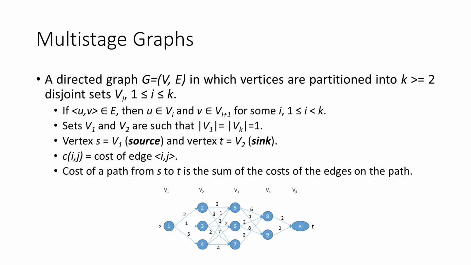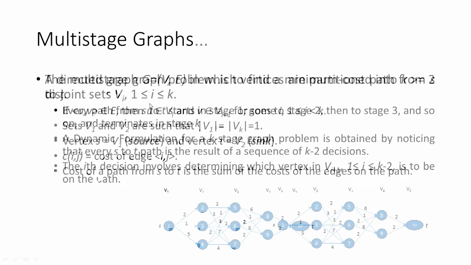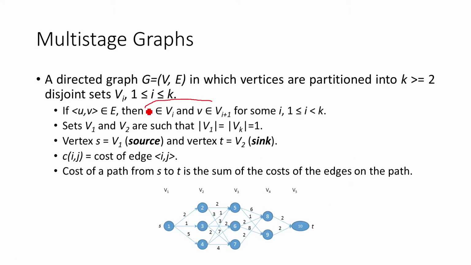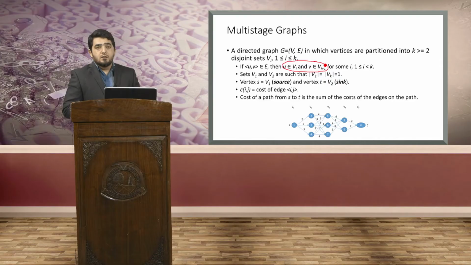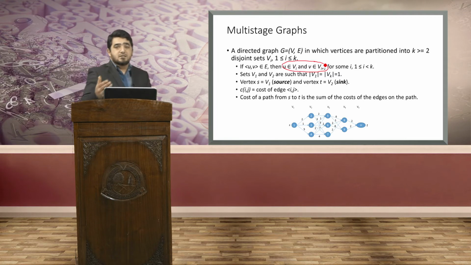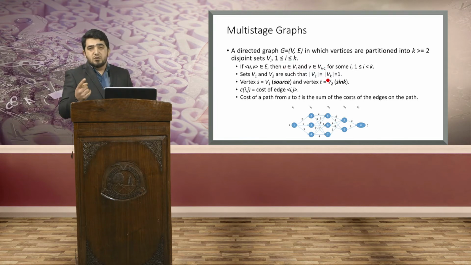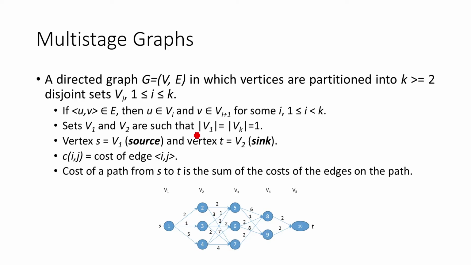Now if there is an edge (u, v) which belongs to the edge set, then it means that node u belongs to one stage and node v belongs to the immediately next stage. That is, if u belongs to V_i, then v belongs to V_(i+1) for some i from 1 to k. Another property of this multistage graph is that the first set and the last set both have a single node, node 1 in V_1, stage 1, and node n in the last stage V_k.